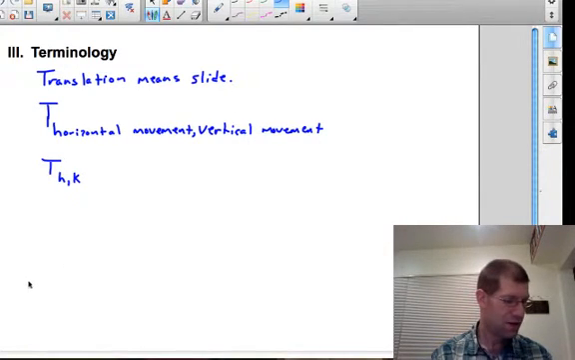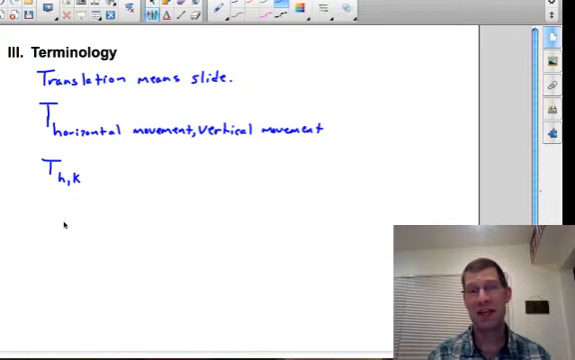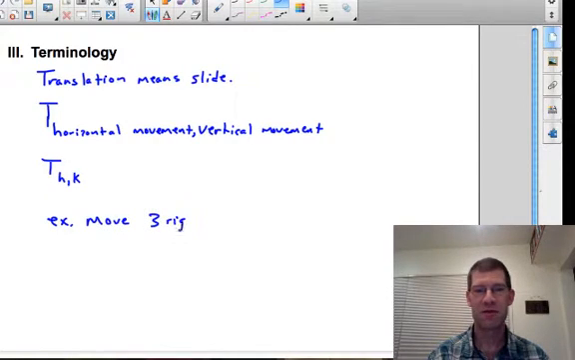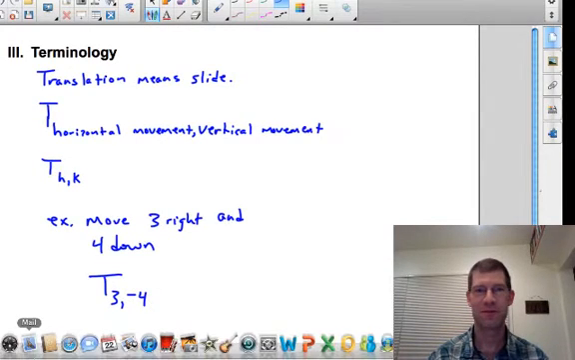And then for that, for example, if I'm taking a parabola and moving it, maybe quickly put an example here, say a move or a slide 3 to the right and 4 down, that would be T. 3 to the right in the x direction would be positive, so T sub positive 3. 4 down on a graph, down is always negative, so it would be negative 4.